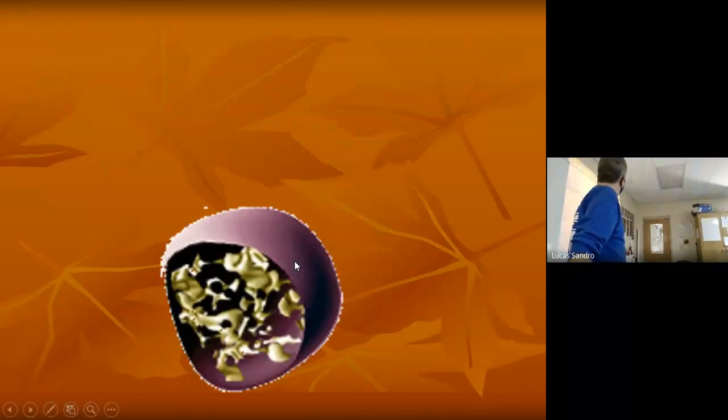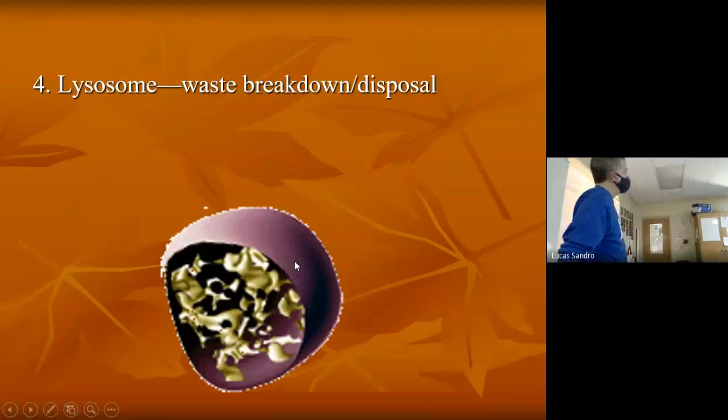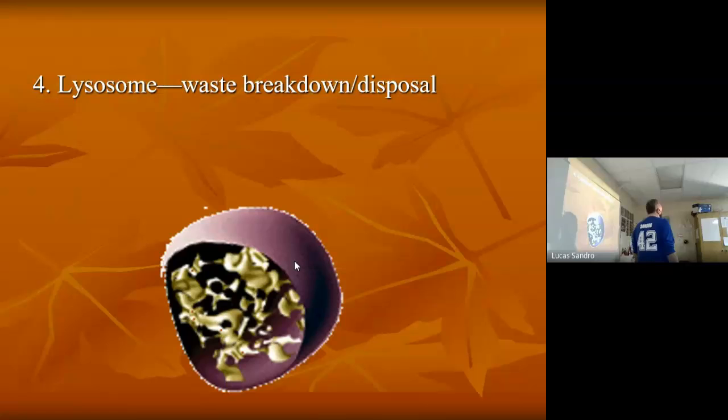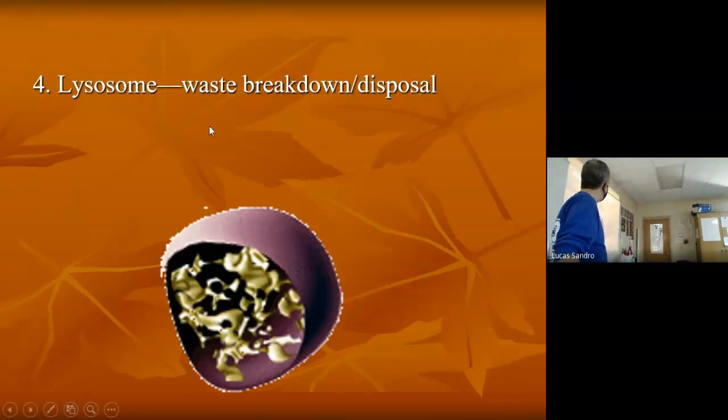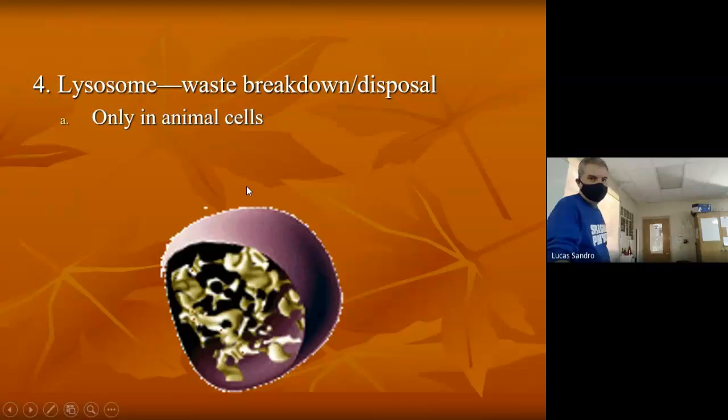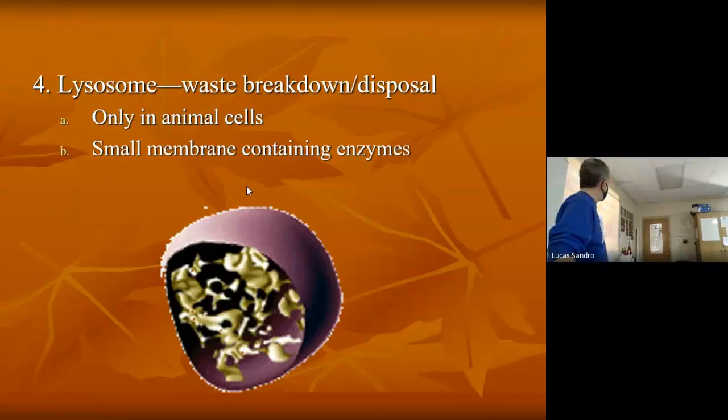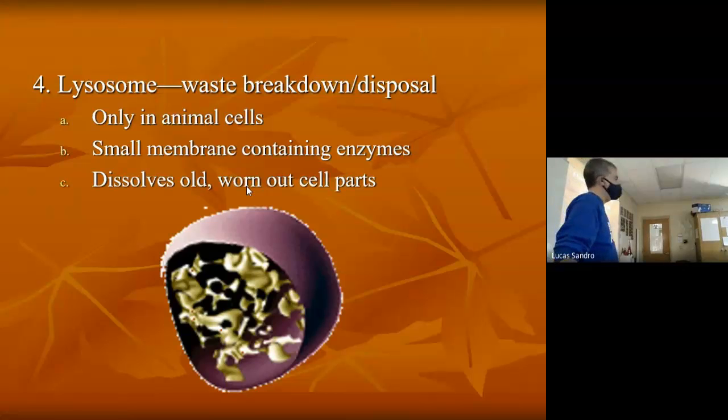Good. The last one. This one's about waste breakdown. If you've got something in the endomembrane system and you don't want it to be what it is anymore, you send it into a lysosome. A lysosome is basically the garbage disposal of the cell. It happens to only be in animal cells. And basically, it's just got a bunch of nasty enzymes in it that will totally break stuff down. Mostly, this is for dissolving old, worn-out cell parts.